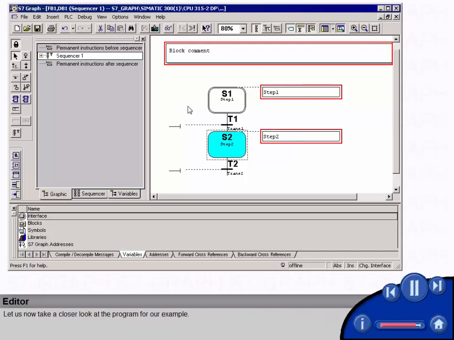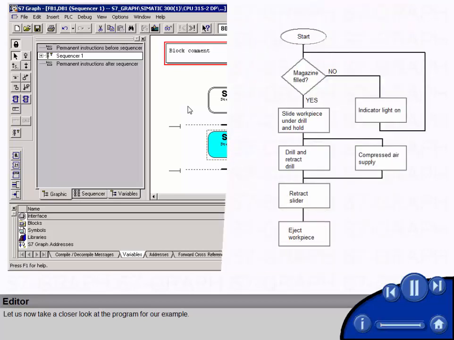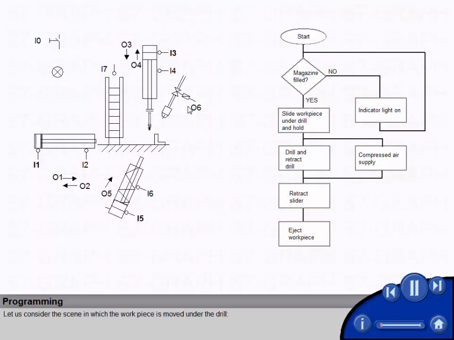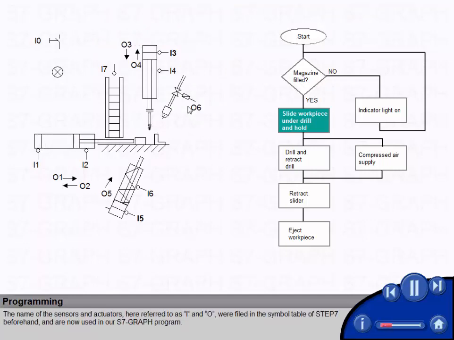Let us now take a closer look at the program for our example. Let us consider the scene in which the workpiece is moved under the drill. The names of the sensors and actuators, here referred to as I and O, were filled in the symbol table of step 7 beforehand and are now used in our S7 graph program.